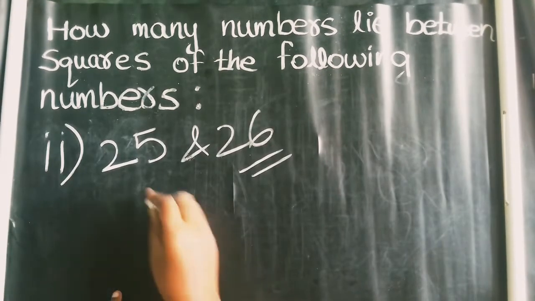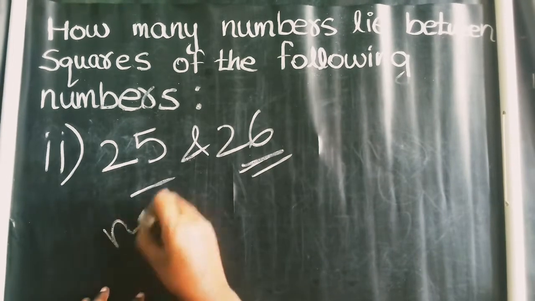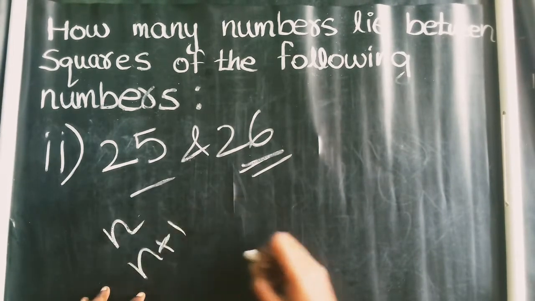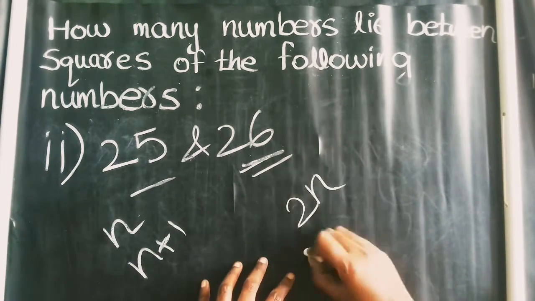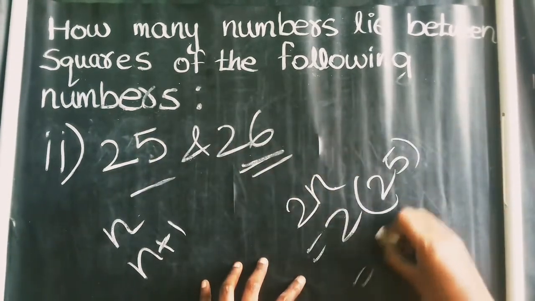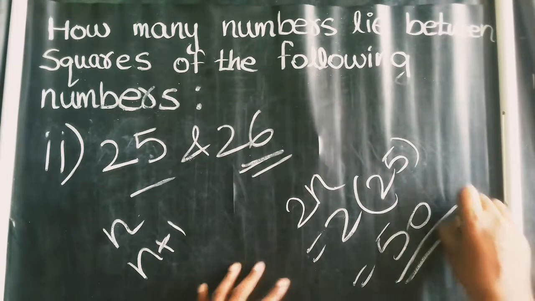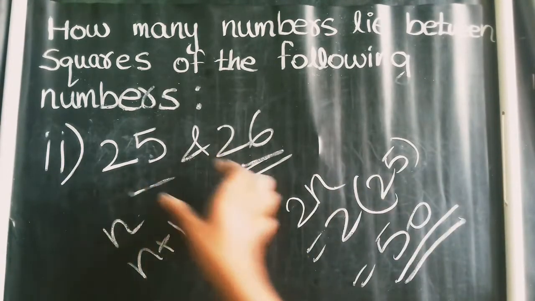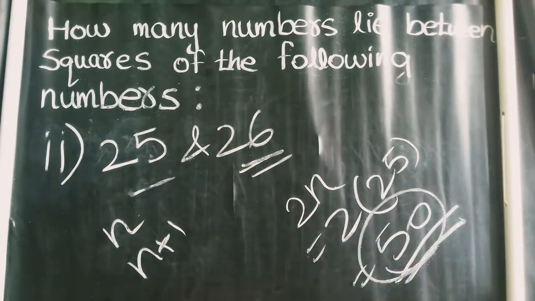So next question is 25 and 26. So it is in format n plus 1. So the formula is 2n. So 2 into n is 25, which is 50. So between these two square numbers we have 50 non-square numbers.